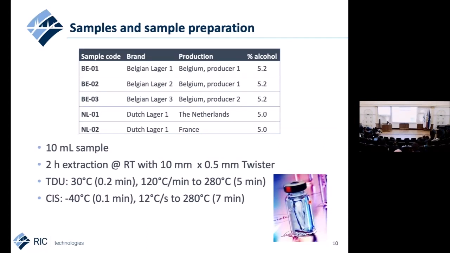The samples that we used are again the same samples that we used in the 1D study, this time 2 years later, of course, also making sure that they were fresh. For the extraction, we just used 10 milliliters of beer, which was extracted with an SBSE bar for 2 hours at room temperature. We did a thermal desorption from 30 degrees to 280 degrees, and compounds were cryofocused at -40 degrees before being injected on the analytical column.